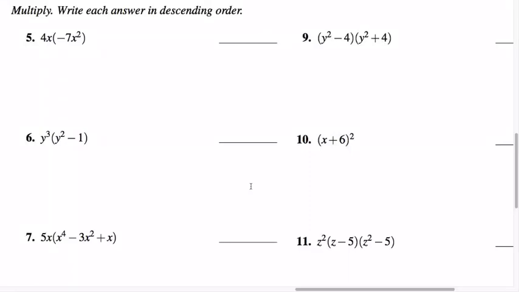So about number 5. You're multiplying a pair of monomials together, 4x on the one hand, negative 7x squared on the other hand. What did you get for number 5? Negative 28x to the third. Everyone agree with that?